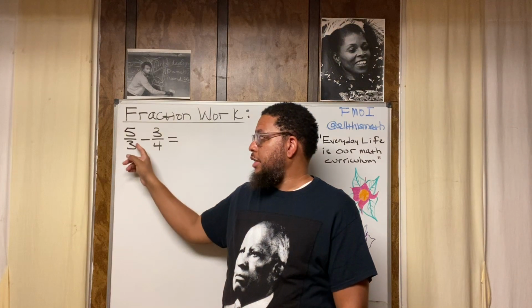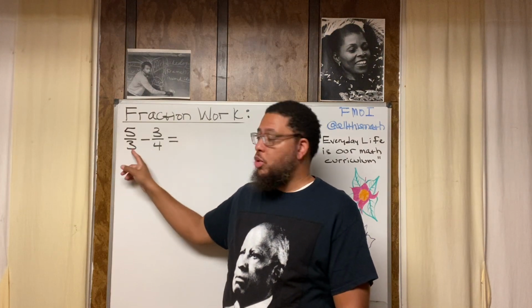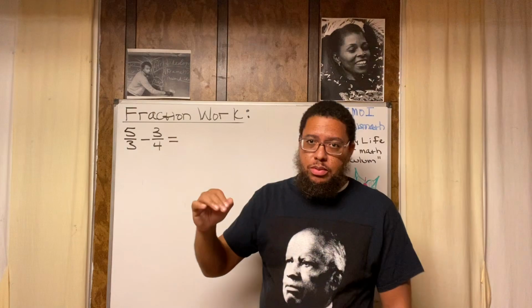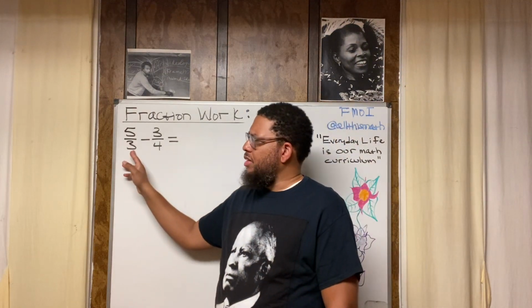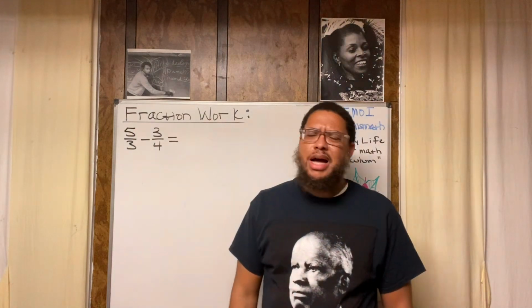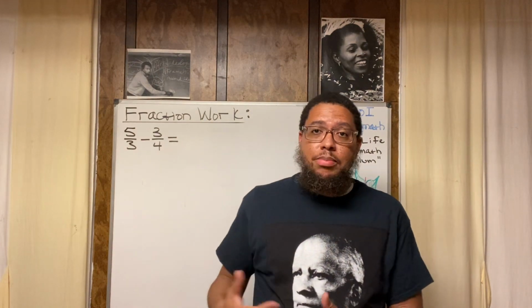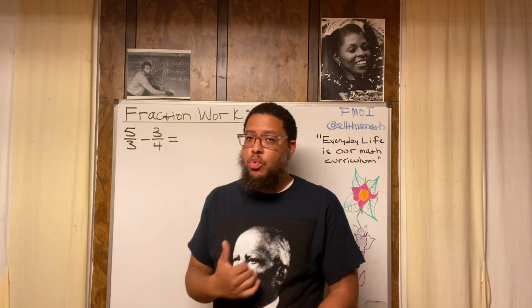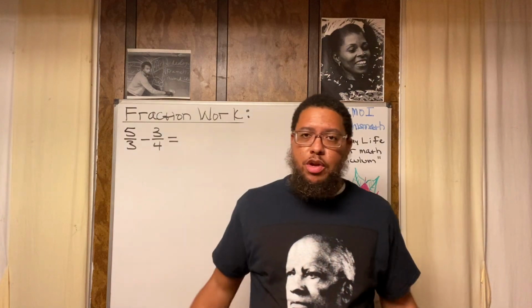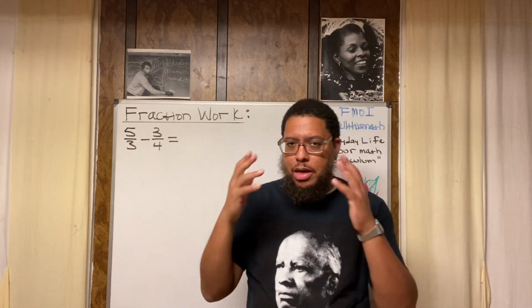You have an object that's cut up or divided up into three equal parts. Heavy on the word equal, right? Three equal parts, but you got five of them. How are you going to focus on or have five of them if you only got three altogether? That's what makes this fraction improper. It's a very weird situation. We gotta think about it though.